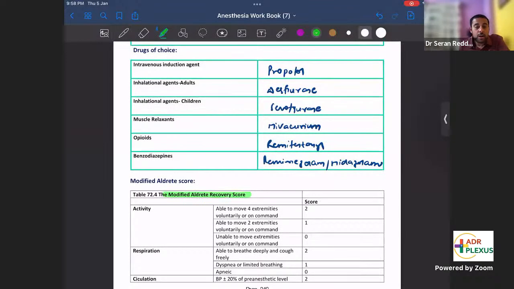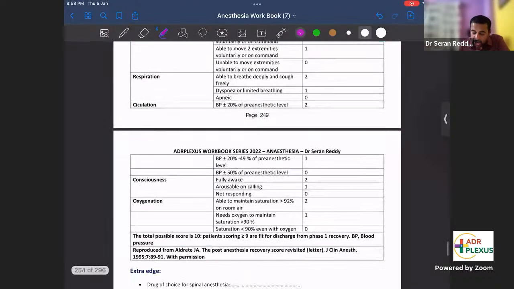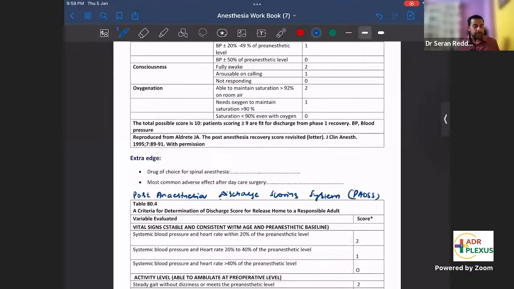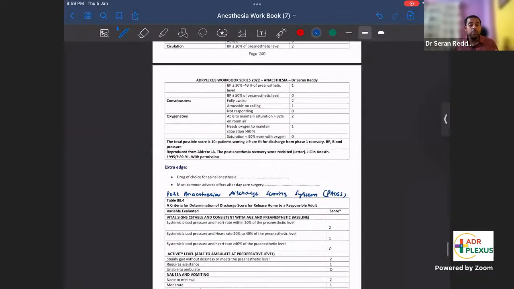The two names are the modified Aldrete score, and another is the post anesthesia discharge scoring system, PADS. Post anesthesia discharge scoring system, PADS. If you remember the modified Aldrete score and the post anesthesia discharge scoring system, you are done with this.